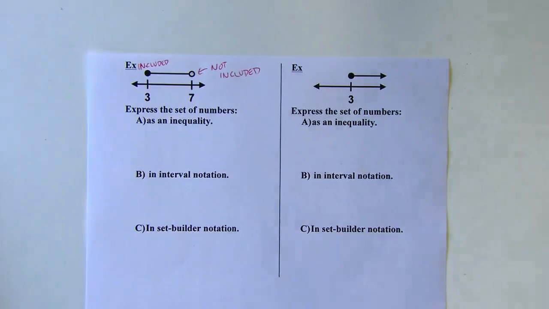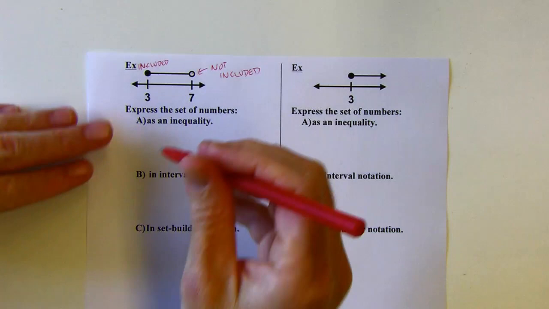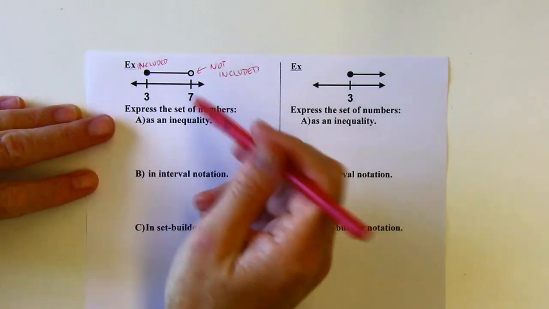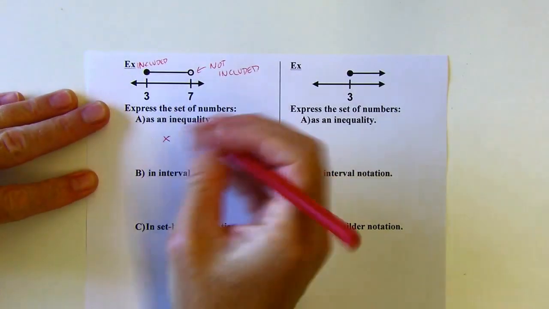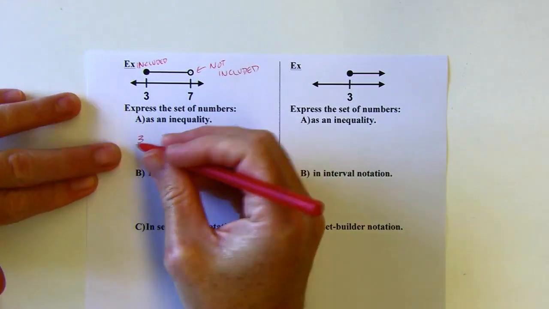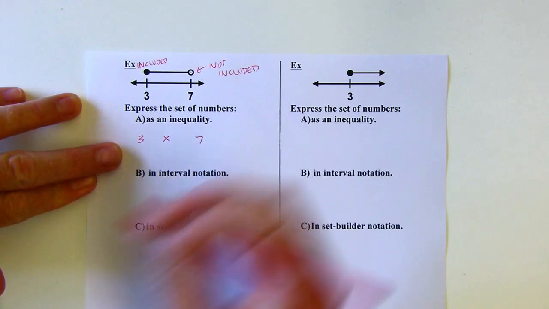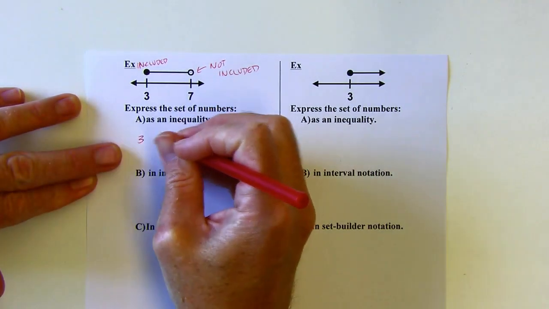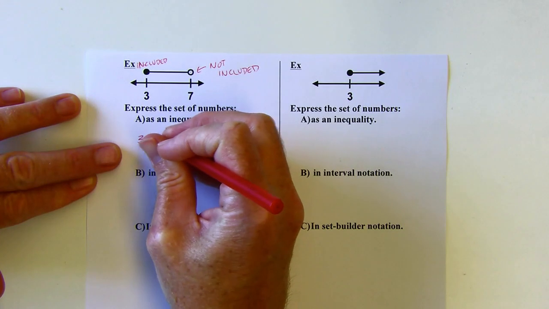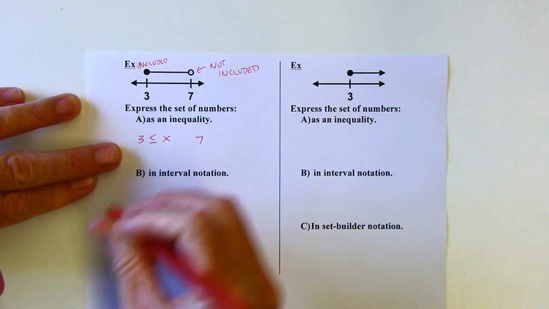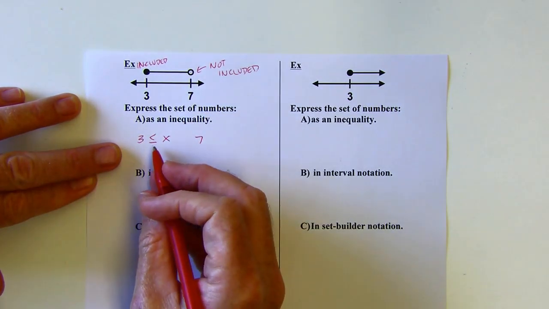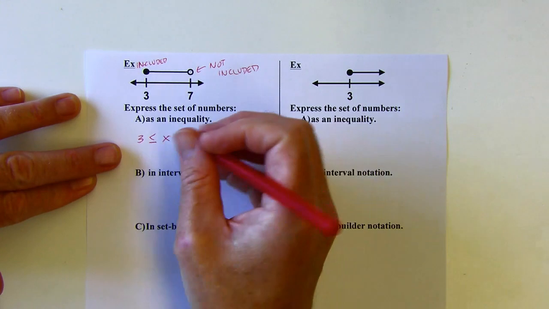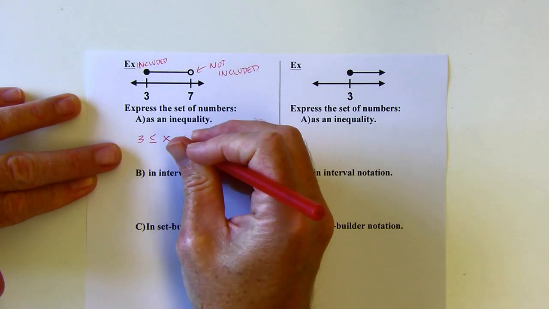Okay, so let's write this as an inequality. So if I'm using x to represent all of these numbers, it goes from 3 to 7. So I can put the least number there, right, and the greatest number there. So it's going to be, x is going to be a number greater than 3, or I could say 3 is less than x, or it could be equal to 3 because 3 is included. So that's why I've got that underline there, okay? And then x is also going to be less than 7.